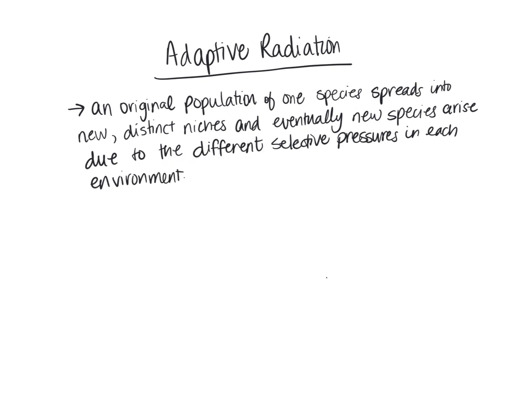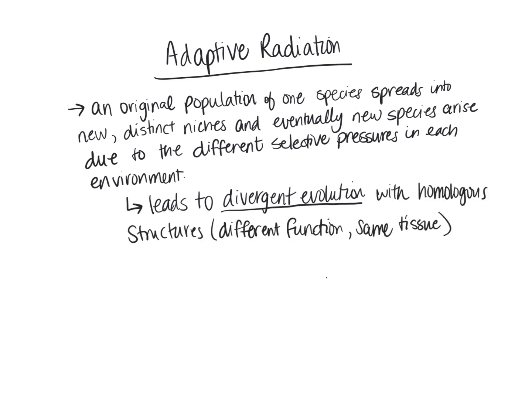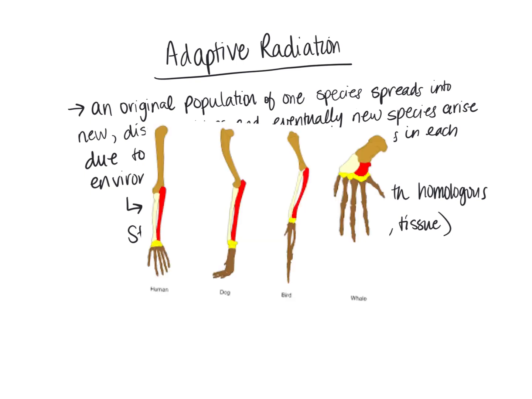Adaptive radiation is going to lead to divergent evolution, which is the opposite of convergent evolution. And with this divergent evolution, since the environments are different, the shapes and the adaptations of the organisms are going to be different. And in this divergent evolution, it's going to lead to what are known as homologous structures. Homologous structures have different functions, but arise from the same tissue. So let's take a look at an example of homologous structures.